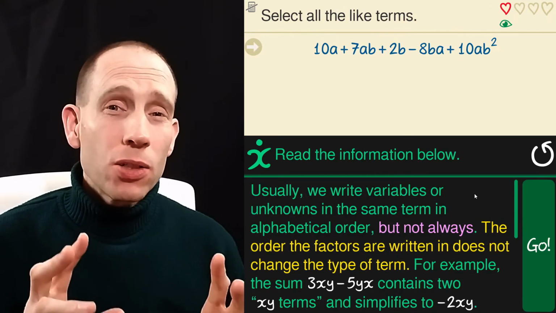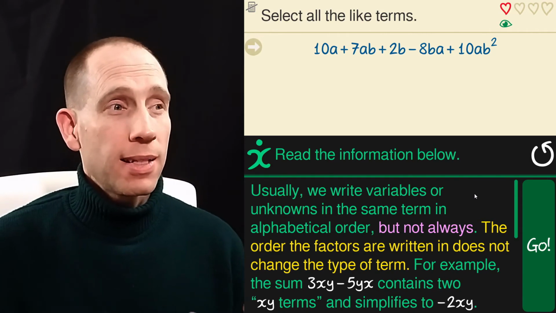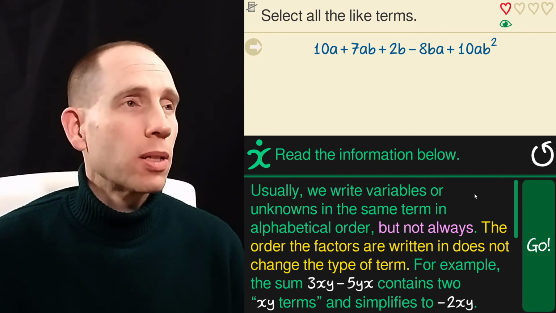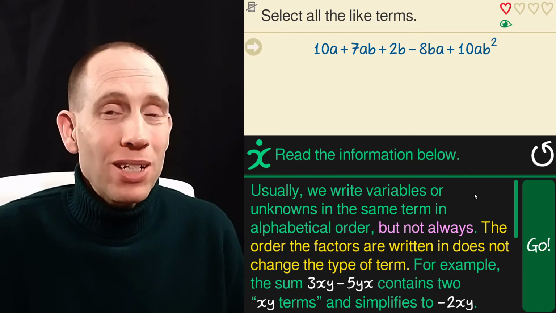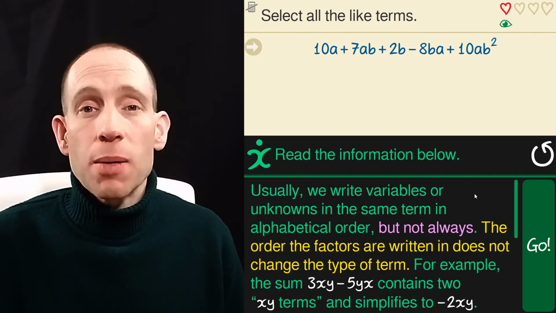So yeah, quick point. Usually we write the letters in alphabetical order, but not always. We can sometimes be a little bit inconsistent with that in mathematics. The order that the factors are written in doesn't change what type of term it is.